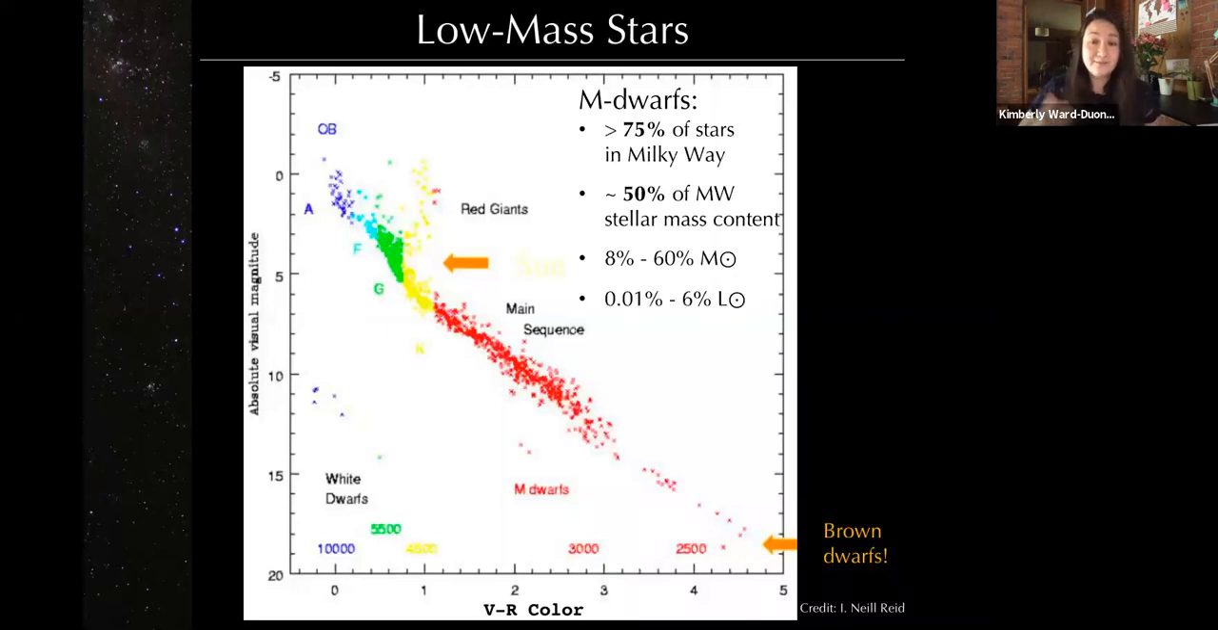M-dwarfs, as visualized in the cartoon that we just saw, are over 75% of stars by number in the Milky Way. That means they make up over 50% of the stellar mass content of our galaxy. They actually span a pretty wide range of masses when you consider spectral types. The lowest mass M star that can stably burn hydrogen is about 8% of the sun's mass, but the most massive one in the spectral class is 60%. They span a pretty significant range of luminosity as well, from 0.01% to 6% of the sun's luminosity.